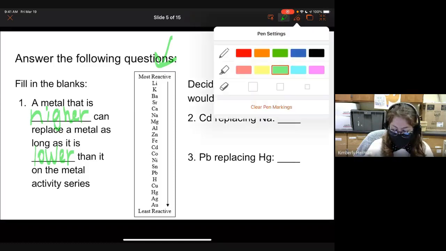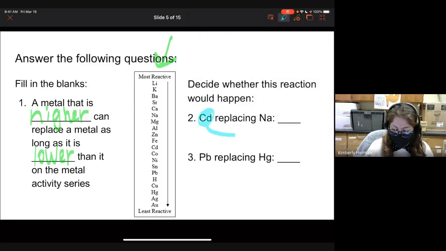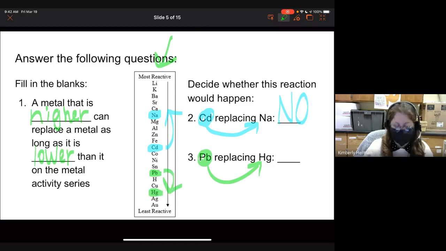So our first one, let's take a look. We have Cd replacing Na. So we find Cd, we find Na. Can Cd go up and replace Na? That is a big no. Now our other one, we have Pb replacing Hg. So we find Pb, we find Hg. Can Pb go down and replace? That is a big yes, it can.